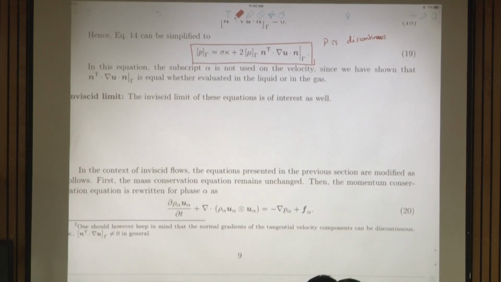One of the things we'll do next week is derive the methodology for solving for the pressure in the presence of this discontinuity. How do you solve an equation for a discontinuous variable? It's something we're going to look at.